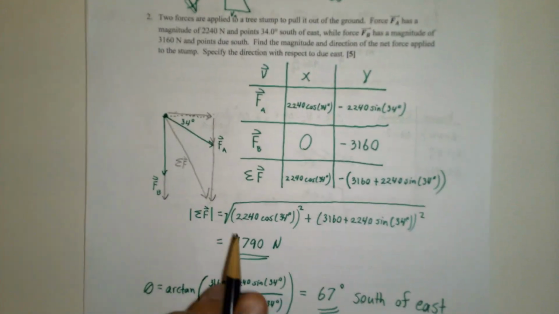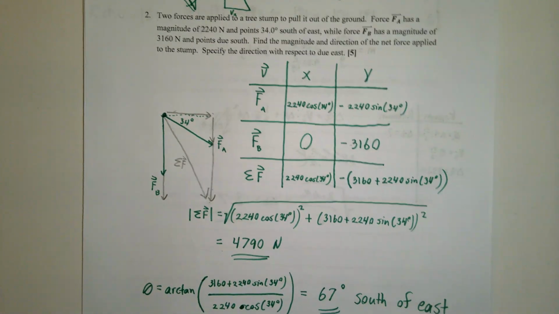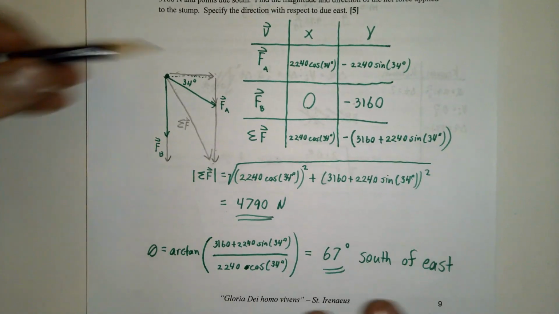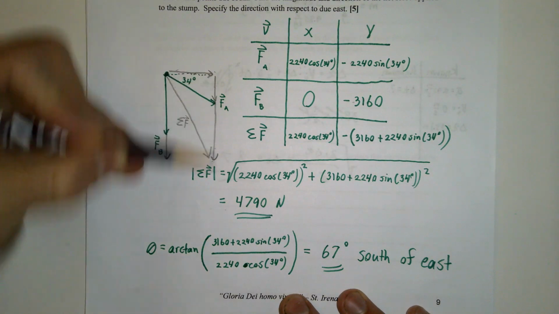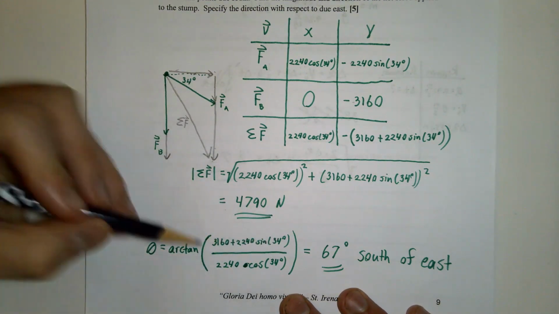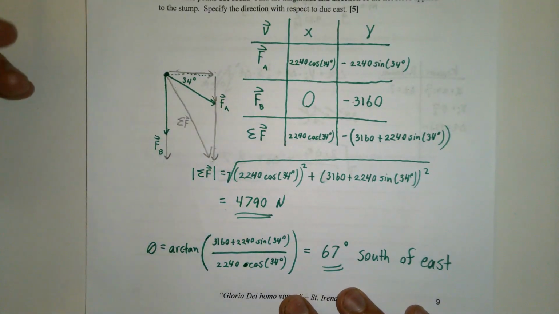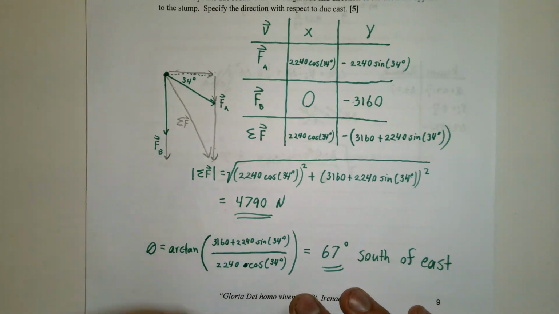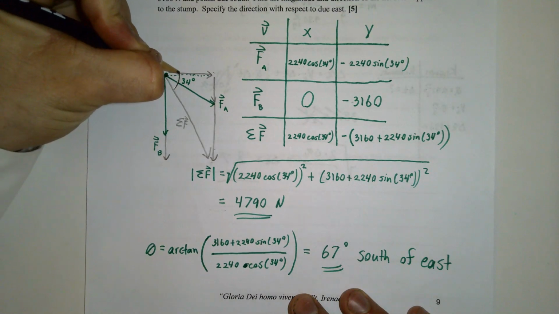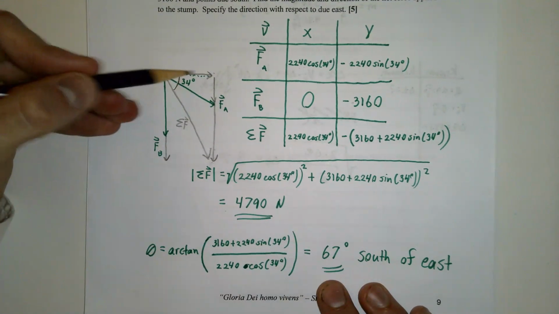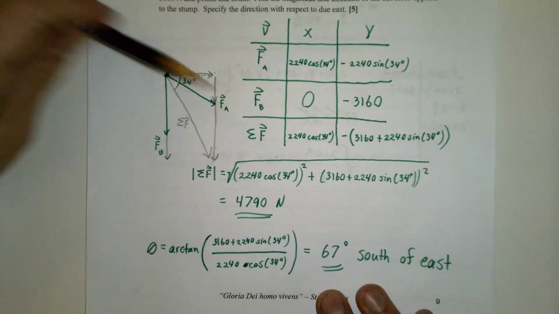We find that net force using the Pythagorean theorem, once we've added our components, is 4,790 newtons. We would use the tangent of the opposite, which in this case is our y dimension. Here's our y dimensional components over the x dimension, which would be just the 2,240 cosine 34. We find that that angle is 67 degrees. That is this angle right here. This angle here is 67 degrees south of east. From the east towards the south by 67 degrees.